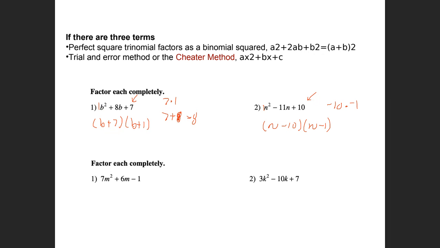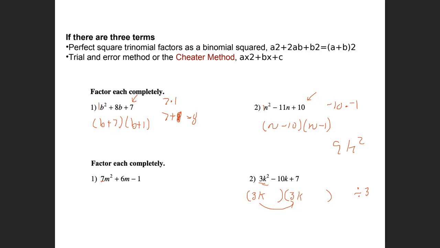Now, if there's a number in front of the m squared, it's not as easy. I teach the cheater method. The cheater method says I'm going to take the 3k in both first blanks. Now we know that can't be true, because if you did FOIL, this would give you 9k squared for the first term. Well, we know the first term is 3k squared, so that doesn't work. So whatever we cheat with, we have to divide out at the very end. Okay, so I just put that over here. I'm going to divide out a 3.